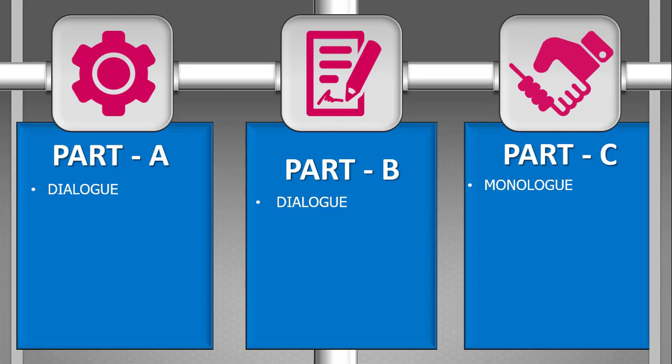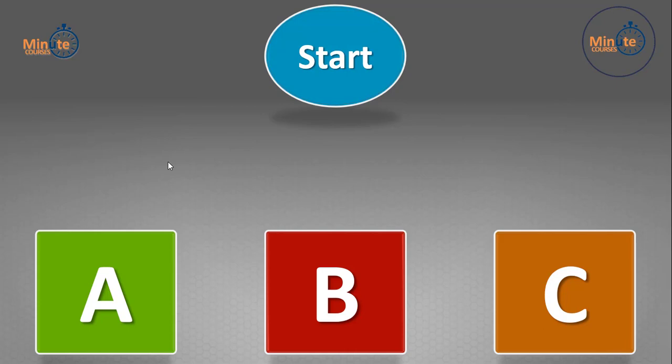What is the difference between part A and part C? Part A is filling blank gaps. Part C is picking the answer, like objective MCQs. Part B is also MCQs, but it has 6 different questions with 6 different extracts and 6 different scenarios. Okay, so let us start.